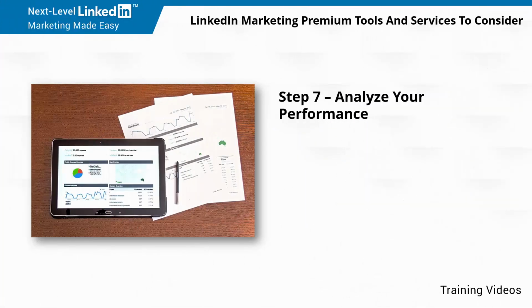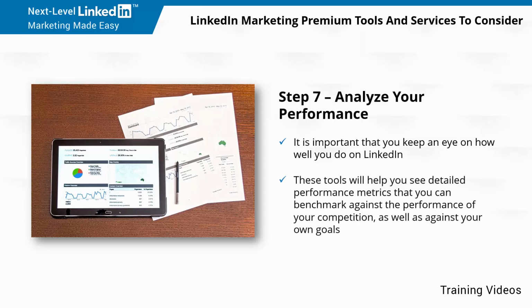Step number 7. Analyze your performance. It is important that you keep an eye on how well you do on LinkedIn. The platform makes it easy for you to monitor your performance through different analytics tools: LinkedIn Company Page Analytics, Analytics for Publishing, and Campaign Manager Analytics for ads and promoted posts. These tools will help you see detailed performance metrics that you can benchmark against the performance of your competition, as well as against your own goals. This can help you see which are your strong areas and which areas you need to improve.